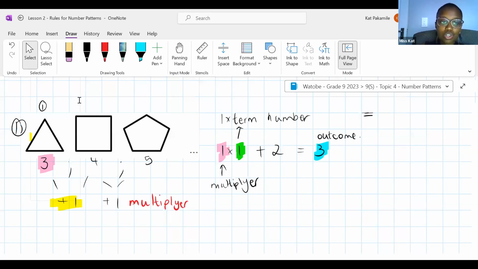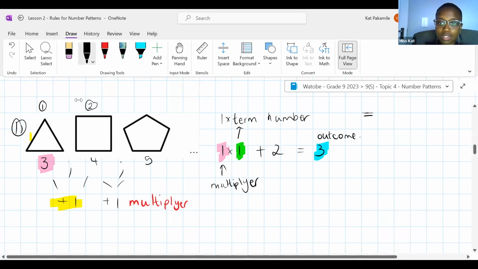But you test it. Let's test it with term 2, guys. Write in the chat, how do we test it with term 2? What times what plus what? Let's test it with term 2.